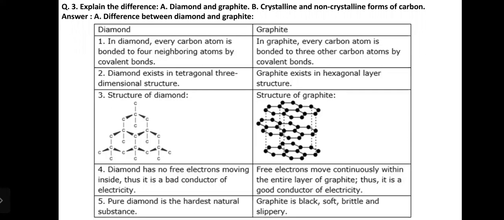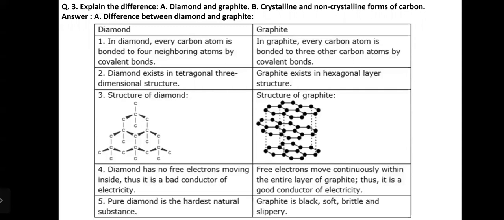But in graphite, every carbon atom is bonded to 3 other carbon atoms by covalent bond. On observing the structure of graphite, every central atom is bonded to only 3 neighboring carbon atoms. So this is the difference between diamond and graphite. Diamond is bonded to 4 neighboring carbon atoms, and in graphite, the central carbon atom is bonded to only 3 neighboring carbon atoms. Second difference is diamond exists in a tetragonal three-dimensional structure, but graphite exists in a hexagonal layer structure.